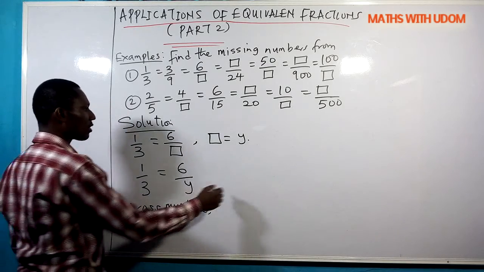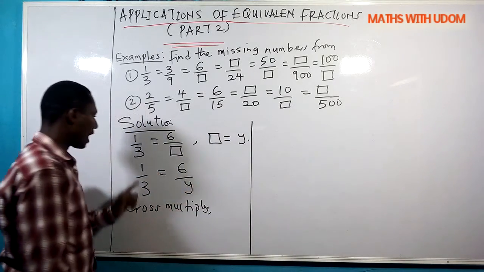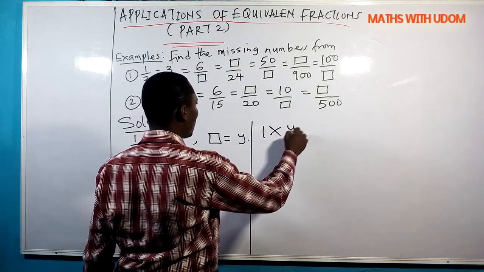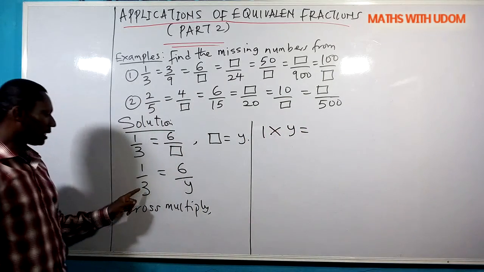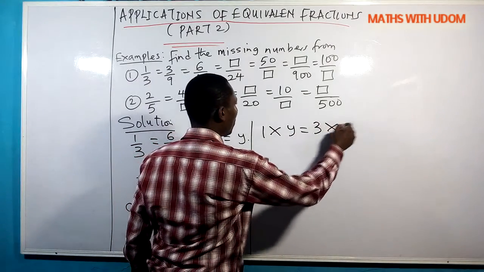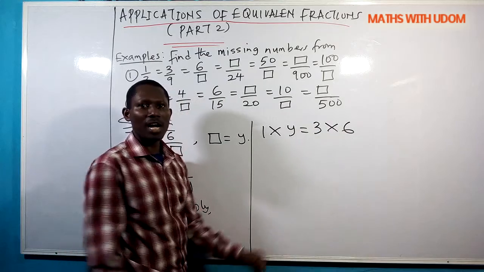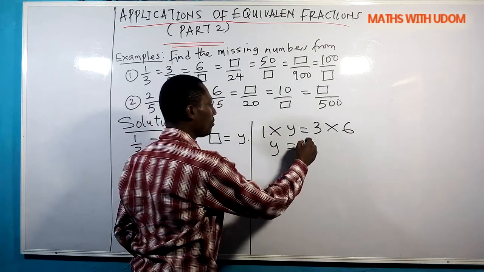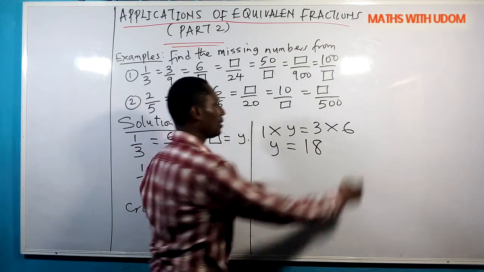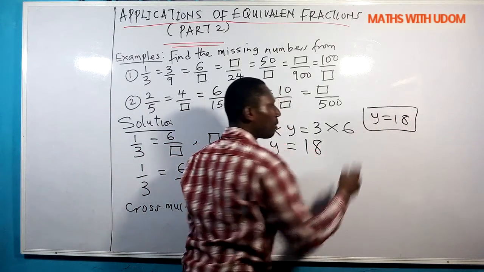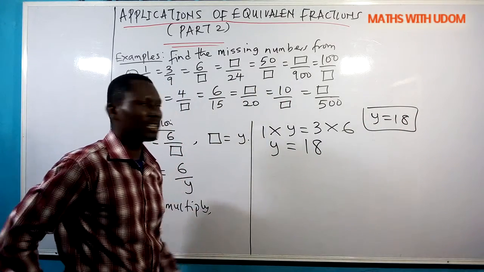Okay? If I cross multiply, what do I have? I will have 1 multiplied by y, 1 times y equals 3 multiplied by 6. So what is 1 times y? I will get y. And 3 times 6 will give me 18. Okay? So let me put my answer here. y equals 18. I want to use another method to cross-check that.